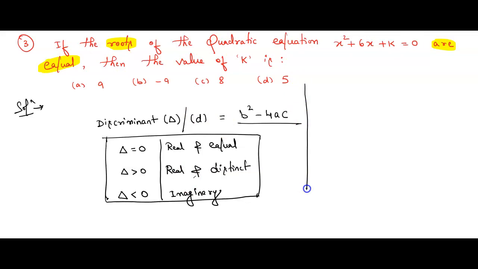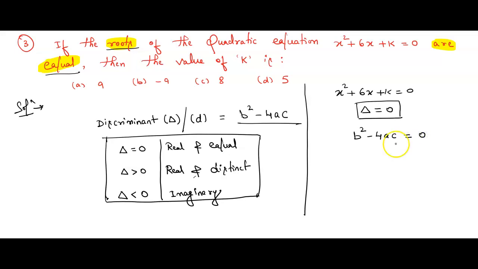Now children, what is the question here? It is given that x square plus 6x plus k is equal to 0, and he is saying that the roots are equal. It means delta value is equal to 0. So delta is nothing but b square minus 4ac equal to 0. In this, what is a? If nothing is there, the value of a is plus 1, b is plus 6, and c is plus k.